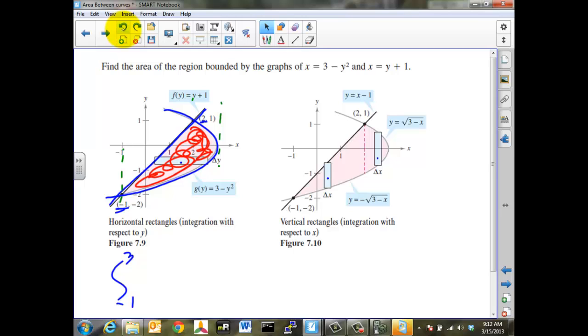Well, what do y'all think? Is it okay to turn it on its side? Yeah. Why? Area is the same. Okay, so we're going to turn this on its side.